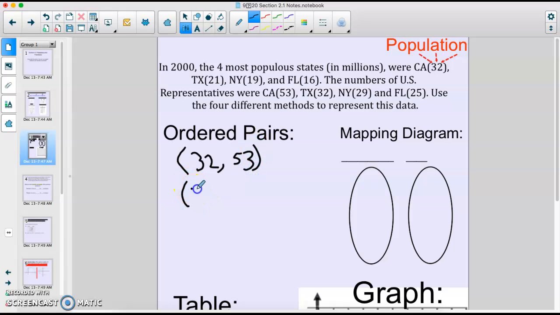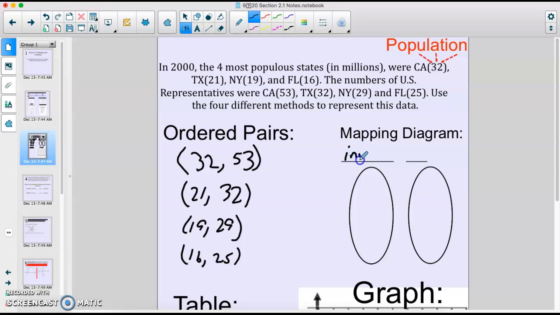Likewise with Texas, you have 21 million people, and that results in being allowed 32 representatives. New York is 19 million, and they get 29 representatives. And lastly, Florida is 16 million, and they get 25 representatives. Now, when we map this, this is what we call the domain, and the range.